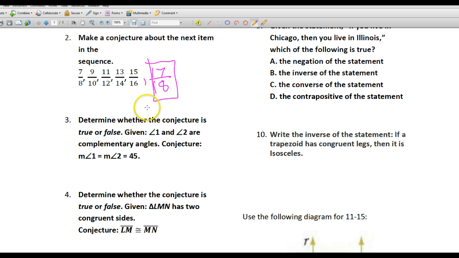Number 3, determine whether the conjecture is true or false. Given angle 1 and angle 2 are complementary angles, then the measure of angle 1 is equal to the measure of angle 2 is equal to 45 degrees. Okay, so let's back up. Angles 1 and 2 are complementary angles. That just means that they have to add up to 90 degrees. So we could have two angles such as 30 and 60, which still add up to 90 degrees, and those two angles are not both 45. So this is a false conjecture. They don't both have to be 45. They could be something else.